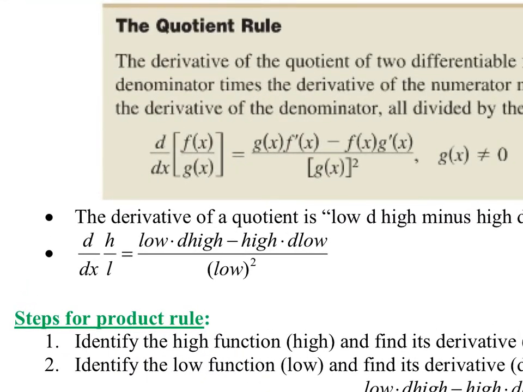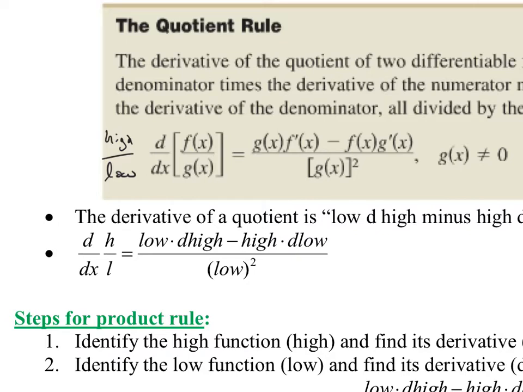So what I'm going to do, I know it's called the numerator and the denominator. A lot of people call it the top and the bottom. Right now, I'm going to call it the high and the low. Okay, and so f of x is the high function. F prime of x would be the derivative of the high function, which I'm going to call d high. G of x would be the low function. G prime of x would be the derivative of the low function, so I'd call that d low.